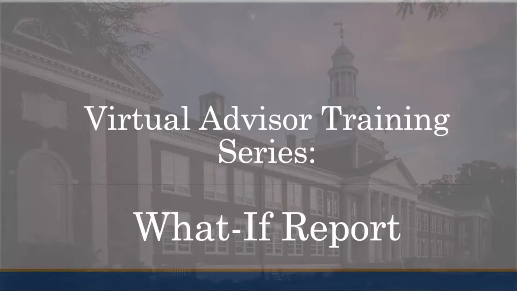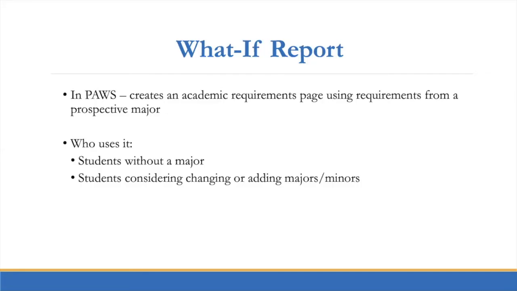This video will show you how to use the What If report. A What If report is a report in PAWS, and it creates an academic requirements page using requirements from a prospective major. So it shows students what courses and liberal learning requirements and major requirements they would need in order to fulfill a major that they're interested in. Basically, it shows them a scenario of what if I changed or added a major or minor.